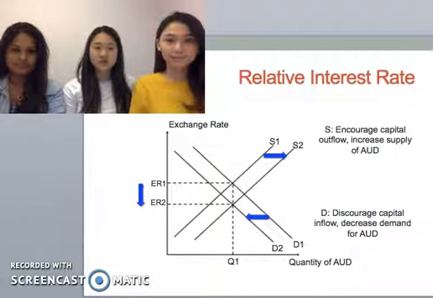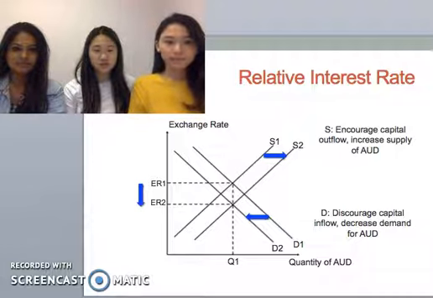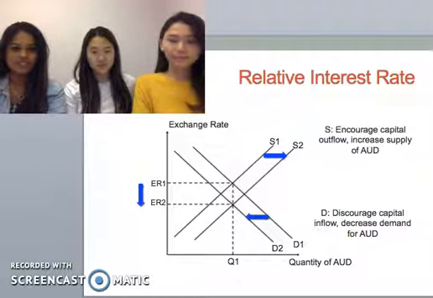So based on our chosen three determinants, which are inflation rate, economic growth, and interest rate, we conclude that the Australian dollar will depreciate against the US dollar in the upcoming months. That's all for our presentation.